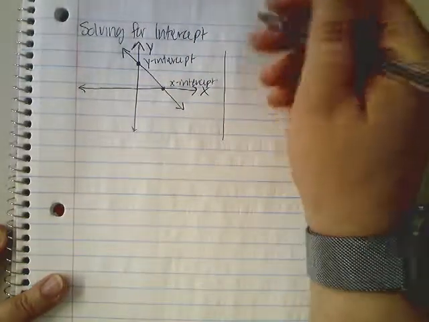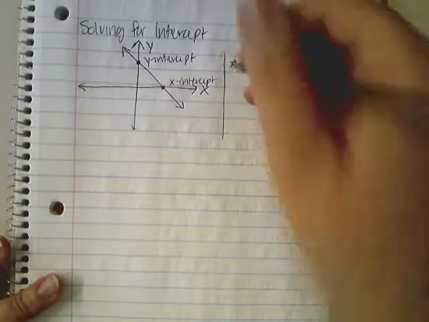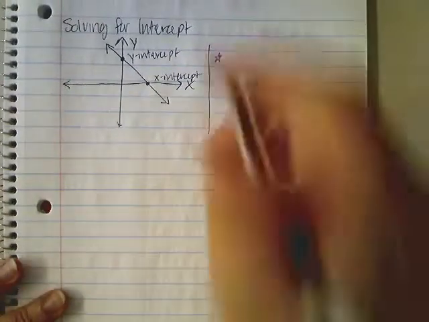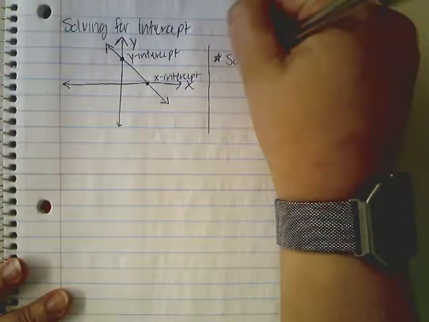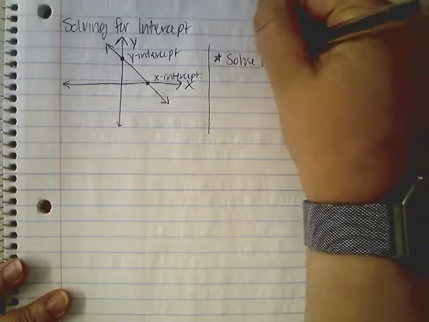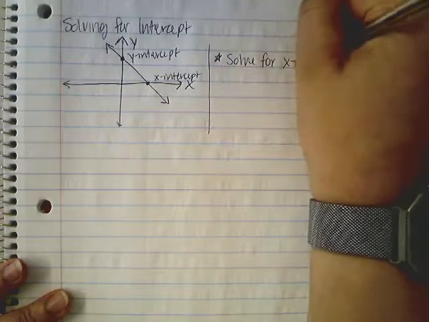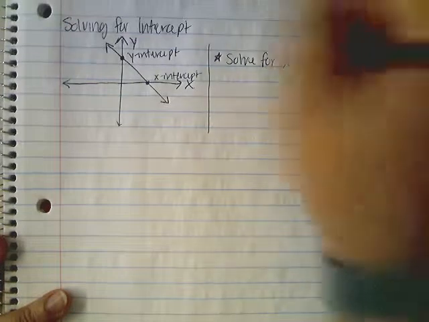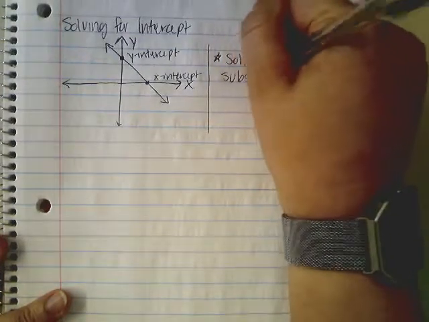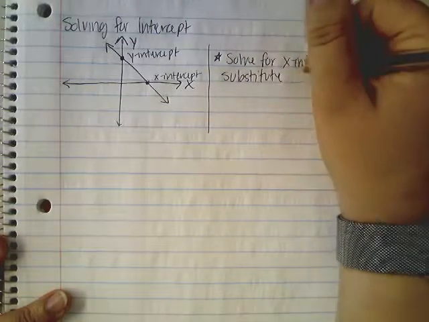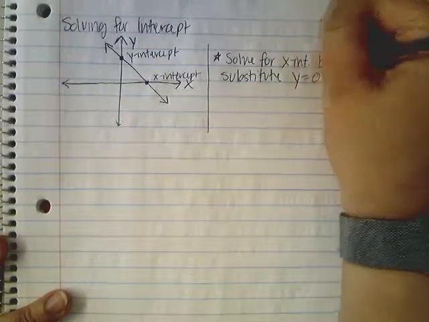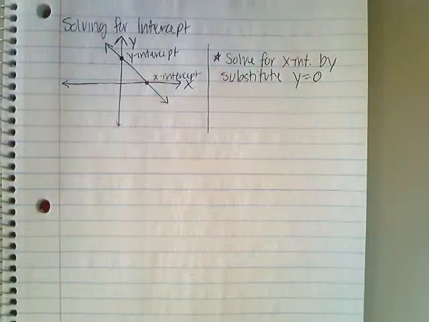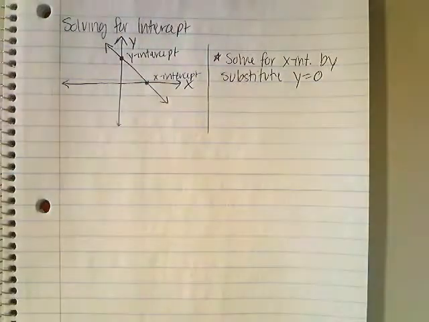And I'm going to make a note here. This is going to be useful for all sorts of functions that we learn about throughout math. When you're solving for your x-intercept, you are just going to substitute y equals 0, or 0 for y. So whenever you're solving for your x-intercept, y is 0.